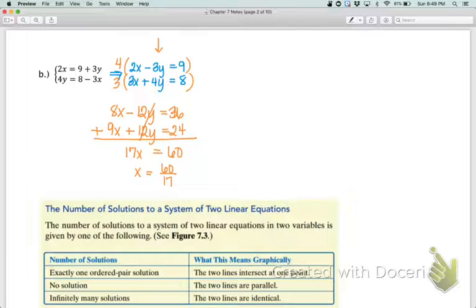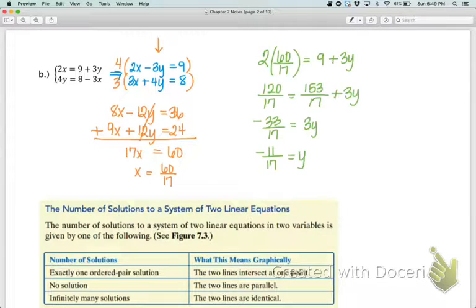Now, when we go to plug this back in, we're going to have to do a little bit of work with common denominators, but here is what we end up with. So I converted everything to 17ths so that I could work with my common denominator. And so this ends up giving us negative 11 17ths for y. So our ordered pair is going to be 60 17ths, negative 11 17ths. Not the most friendly numbers, but they will work just fine.